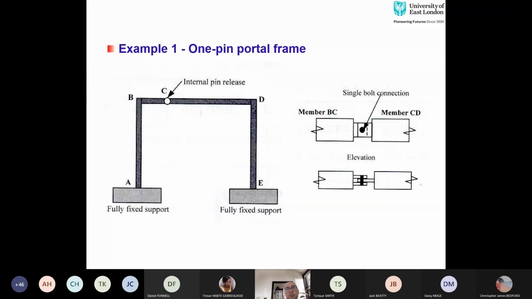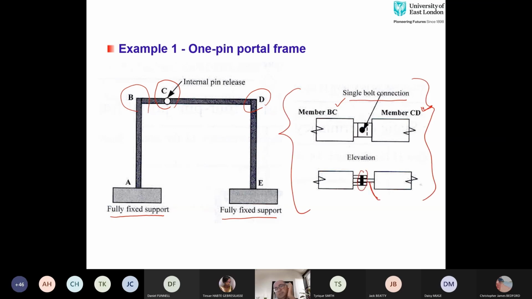Now, example 1 is a portal frame. Here we have a fixed support at A. The joints at B and D are rigid joints. And again, we have a fixed support at E. But there is one internal pin over here at C, which is actually dividing it into two members. So one is member BC on the left side, other is member CD on the right side. And they are connected with single bolt connection. Because of this pin, all the moments are released at this pin.